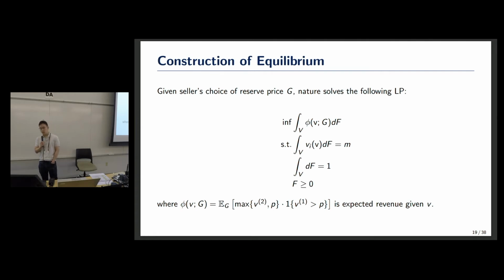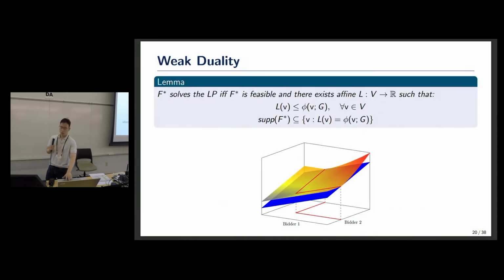So looking at things from nature's perspective, we can see that nature faces the following linear program. They want to choose a distribution F in order to minimize the expected revenue from the second price auction. And that's encoded by this phi function, which talks about the revenue under the SPA, given particular fixed values of value profiles. And we can see that's choosing this distribution subject to mean constraints and probability constraints. Because this is a linear program, we can use weak duality.